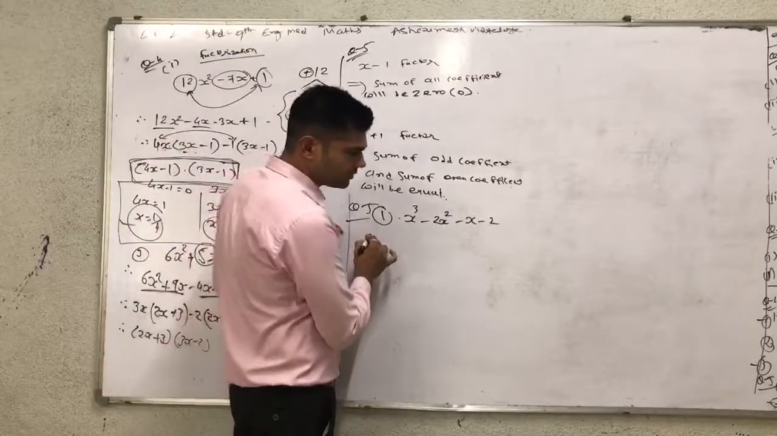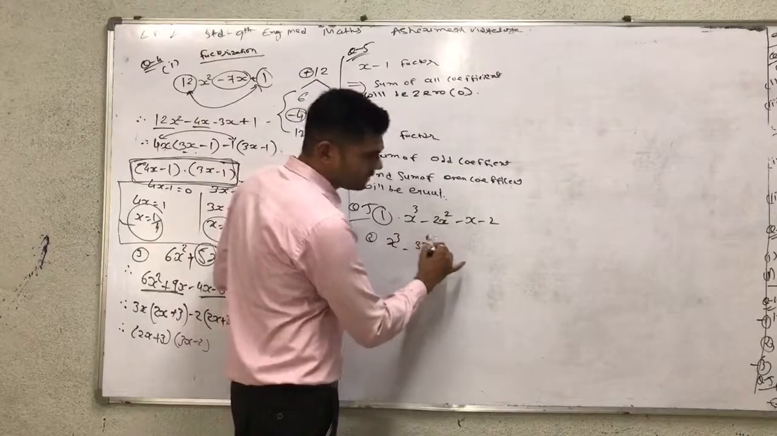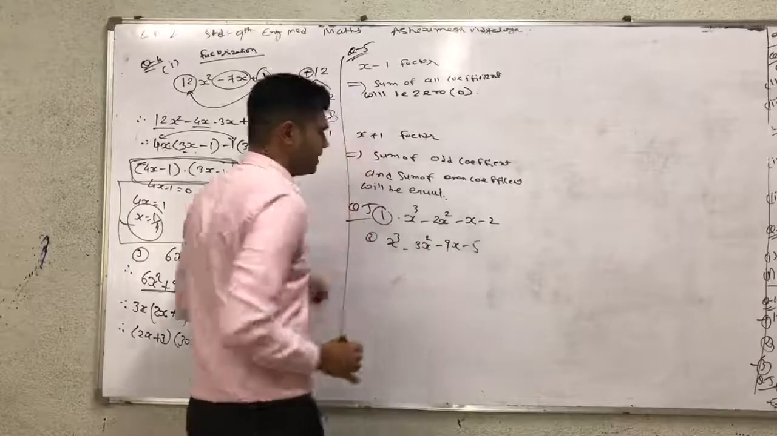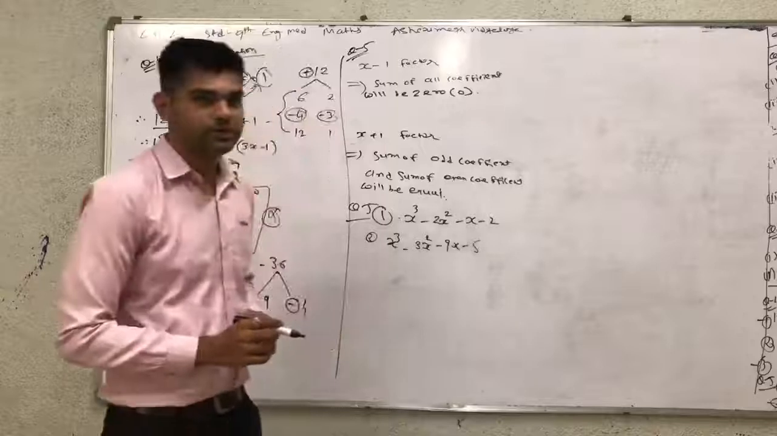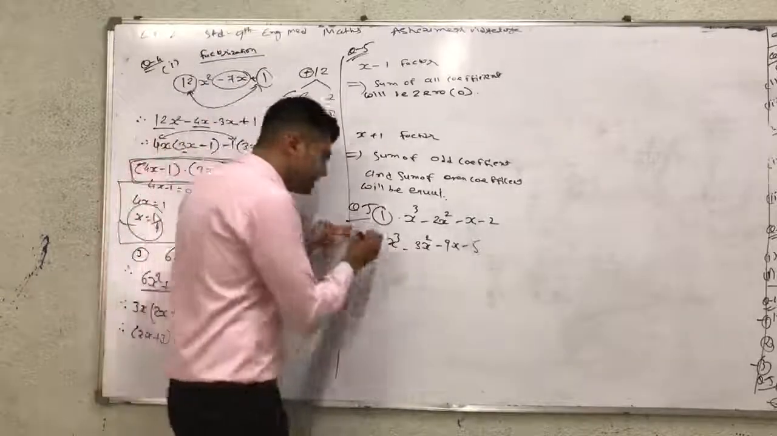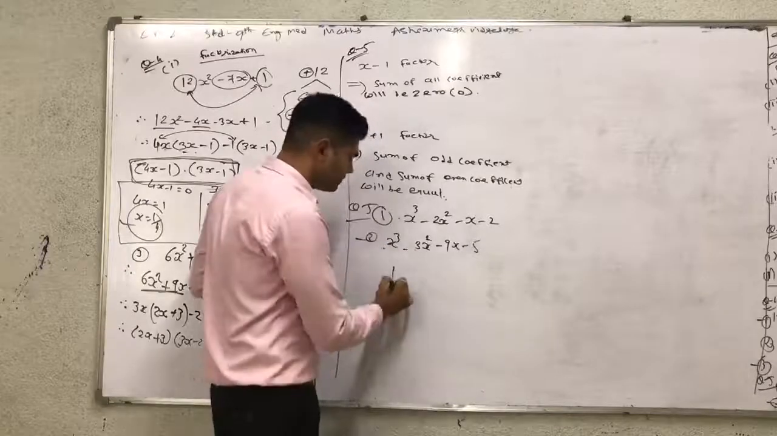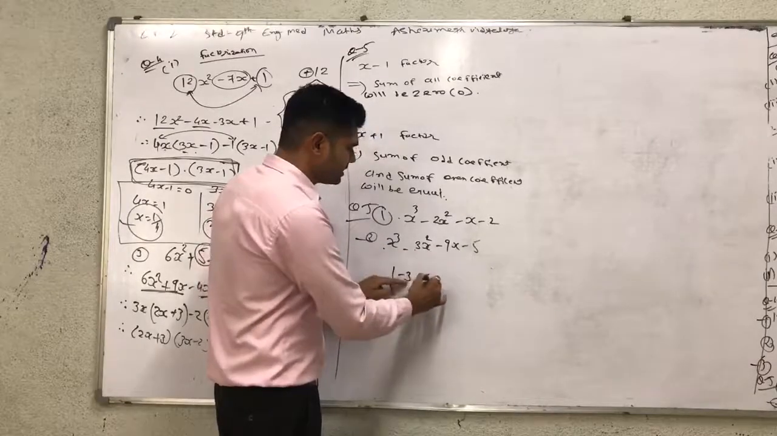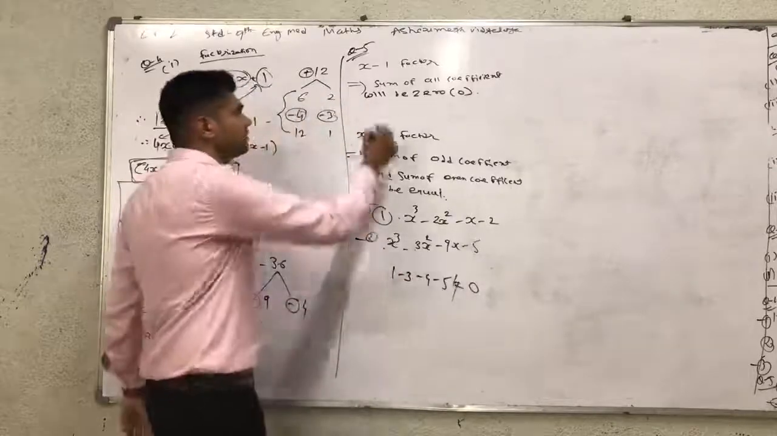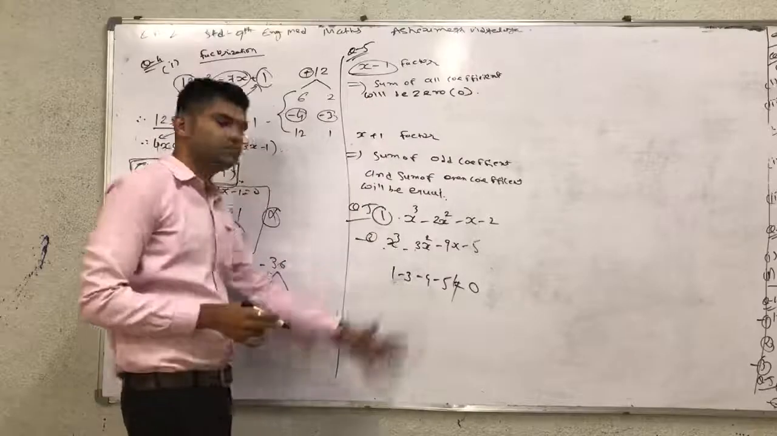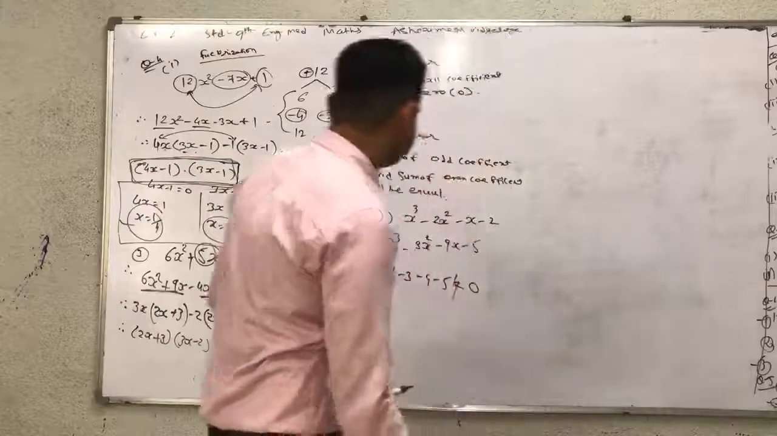In a similar way, another question we are given: x cube minus 3x square minus 9x minus 5. How to solve? As in the second question, we have to solve 1 minus 3 minus 9 minus 5. Is the answer 0 or not? It is not equal to 0. Therefore x minus 1 is not a factor of the given polynomial. So next, check with another factor.